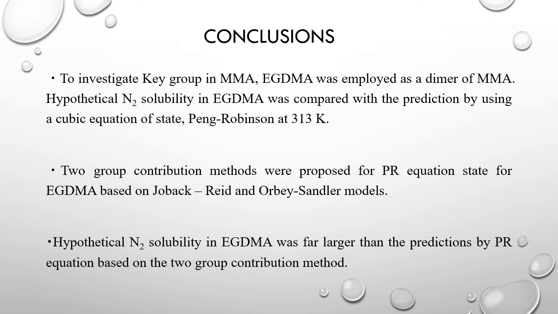From this work, we can conclude that EGDMA was selected as a dimer of MMA to investigate the existence of a key group. Hypothetical nitrogen solubility was compared with the prediction using the cubic equation of state Peng-Robinson at 313 Kelvin. There are two group contribution methods proposed for the Peng-Robinson equation of state for EGDMA, based on the Joubert and Reid and Orbe-Sandler models. Based on comparison, the hypothetical nitrogen solubility in EGDMA is far larger than the prediction by the Peng-Robinson equation of state based on the two group contribution methods.